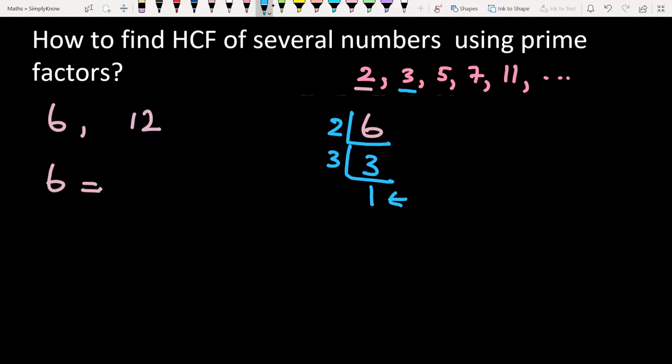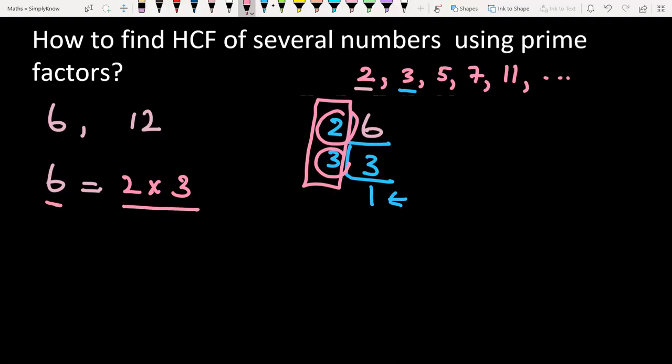Now, we need to write 6 as a product of its prime factors. These are the prime factors of 6, the numbers in this column. So we take these numbers and multiply them. 2 times 3. 2 and 3 are the prime factors of 6. And when we multiply 2 by 3, we get 6. So here we have written 6 as a product of its prime factors.